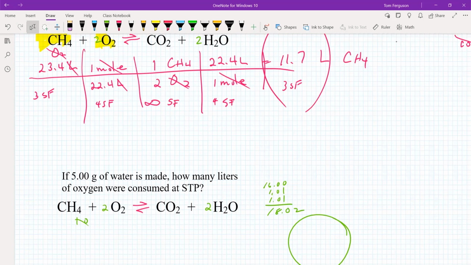Five grams of water is made. How many liters of oxygen were consumed? So given is 5.